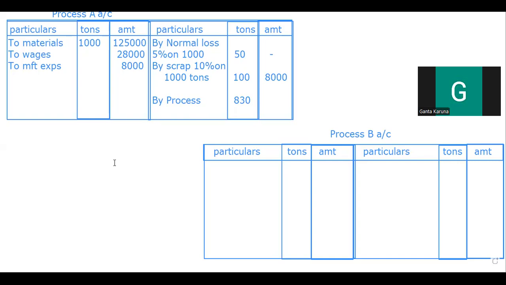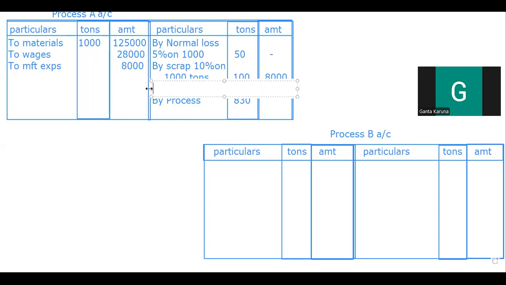So what I'll do, I'll cross-check. From the 1,000, I'll minus 50, it will be 950. See here, 1,000 is the units. So from the 1,000, I am minusing 50, then afterwards I have minused these 100. So total, from the 1,000, if I minus 150, I'm supposed to get 850. But he's saying that to the next process, we were able to send only 830. So how much is the balance now? It is 20 tons. Now how am I supposed to treat the 20 tons?